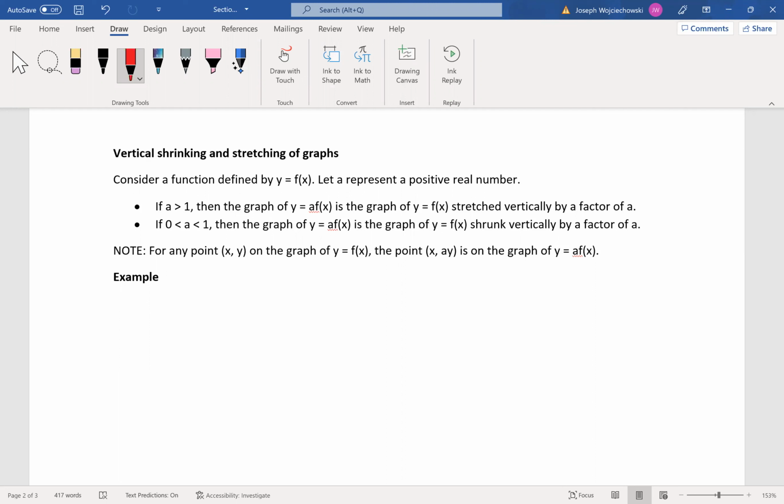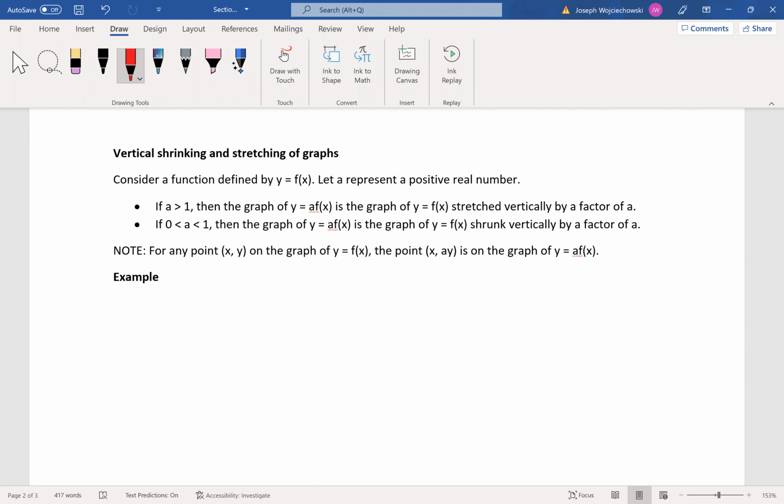If 0 is less than a, which is less than 1, then the graph of y equals a times f of x is the graph of y equals f of x shrunk vertically by a factor of a. Note, for any point x, y on the graph of y equals f of x, the point x, a y is on the graph of y equals a times f of x.